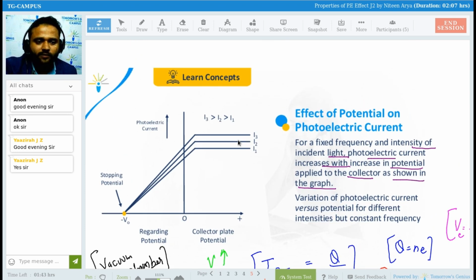Okay, this is stopping potential. Obviously, I am increasing the potential, but what does this stand for? It stands for the stopping potential. What does it mean? It is that minimum potential which you need to apply to stop the photoelectron, or to stop the emission of photoelectrons. Is this clear?